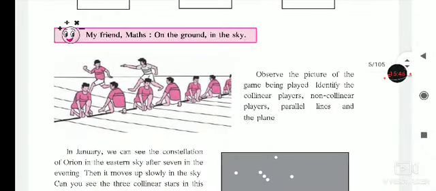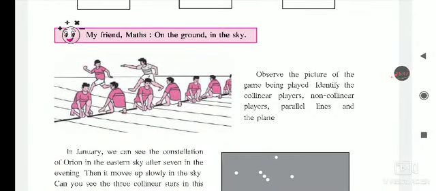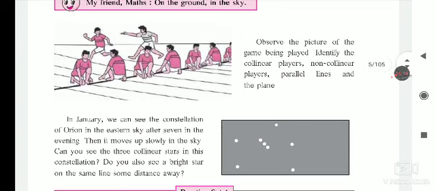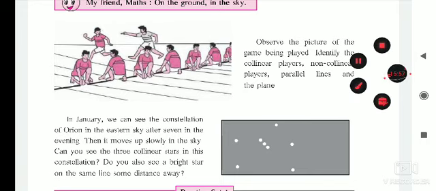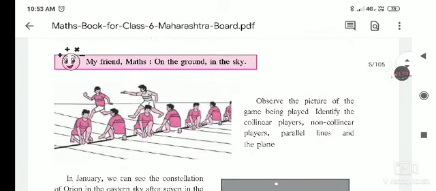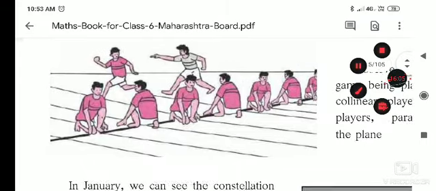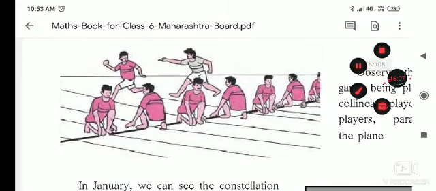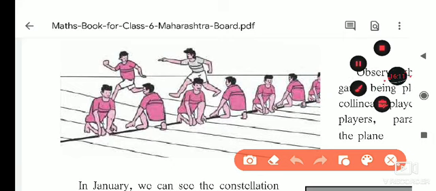So here is given a match. Observe the picture of the game being played. Identify the collinear players and non-collinear players, parallel lines and the plane. It's very easy. So we will see which of these players are collinear and which are non-collinear.